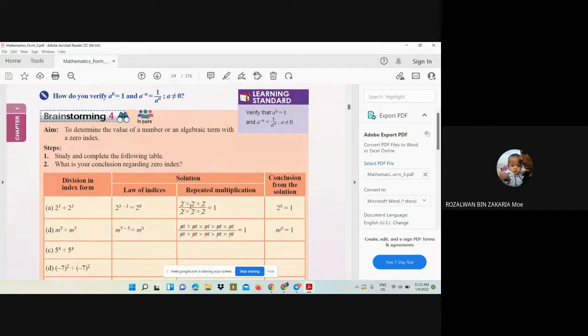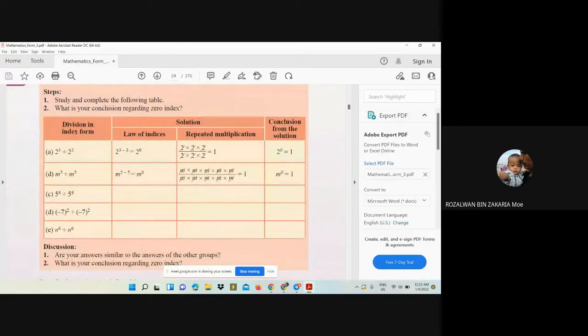Okay, so look at the table here. Division in index form. Let's say we have 2 power of 3 divide with 2 power of 3. According to the law of indices, 2 power of 3 minus the power of 3 equals power of 0. In repeated multiplication, it is 2 times 2 times 2 divided by 2 times 2 times 2, and you will get 1. So the conclusion from the solution is 2 power of 0 equal to 1.